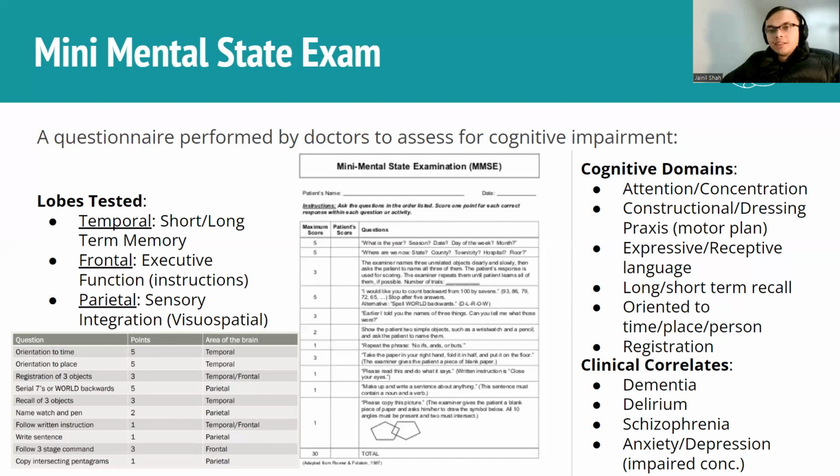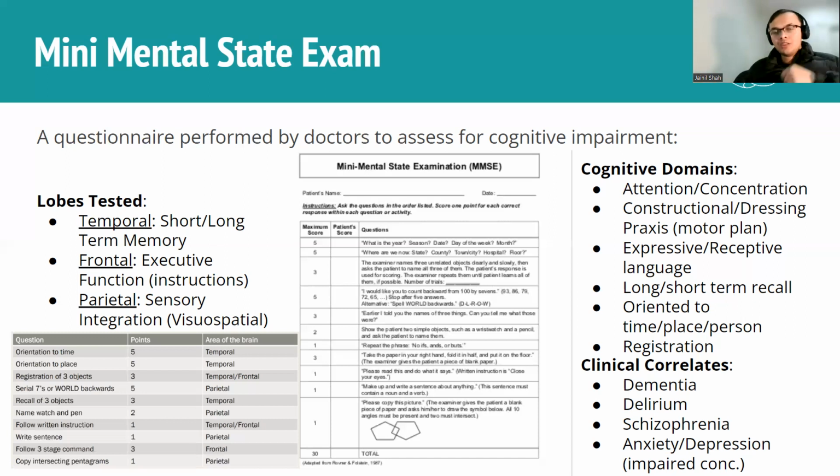And then praxis is all about motor planning. And then constructional praxis, things like being able to draw the pentagrams or draw a clock face and then draw the numbers on a clock face. If they have an impaired ability to do so, that's an impaired constructional praxis. Whereas dressing praxis, things like being able to button up their shirt.